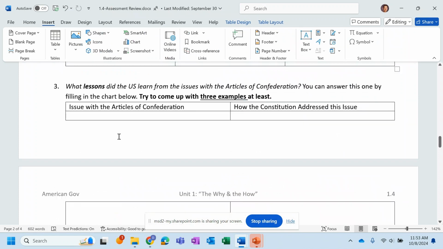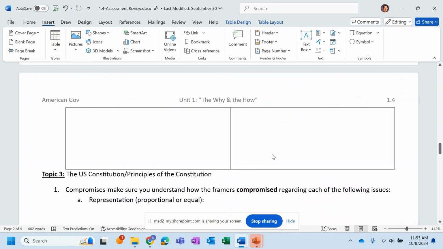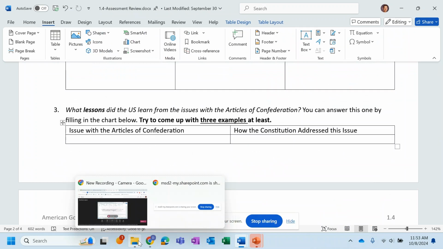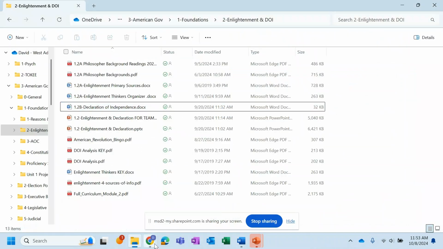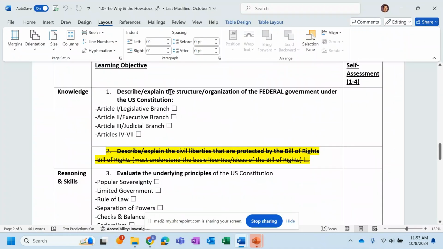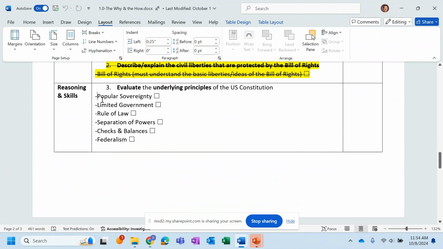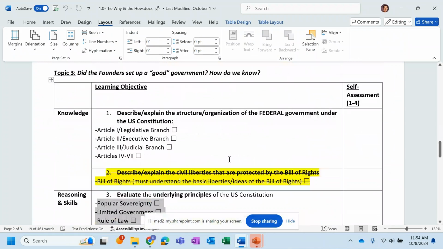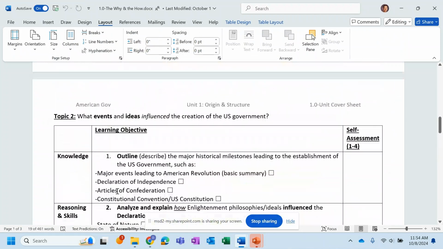Lessons the U.S. learned from issues of the Articles of Confederation. You've got to know A, the Articles of Confederation, what it is, B, the issues they had, and C, how they addressed those in the Constitution. This is a big part. This is why it's a knowledge and reasoning question. I think if we go back to our 1.0 packet here, we need to know the underlying organization of the federal government, which is why we did the constitutional scavenger hunt. But we've got to know how these principles apply, and how they learned their lessons from the Articles of Confederation. So how do we see those things play a role?